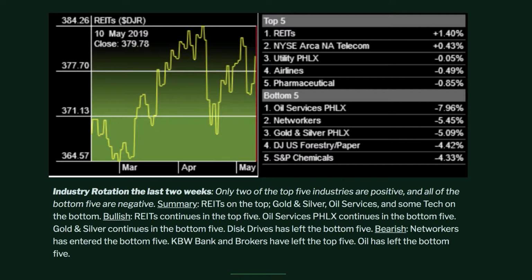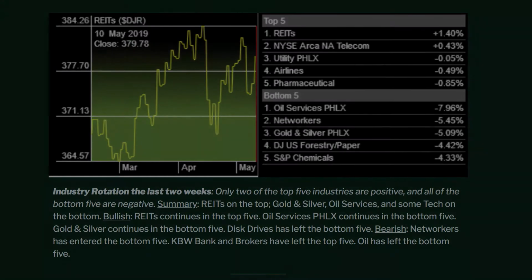Bullish, REITs continues in the top 5. Oil services continues in the bottom 5. Gold and silver continues in the bottom 5. Disk drives has left the bottom 5. Bearish, networkers has entered the bottom 5. KBW Bank and brokers have left the top 5. Oil has left the bottom 5.